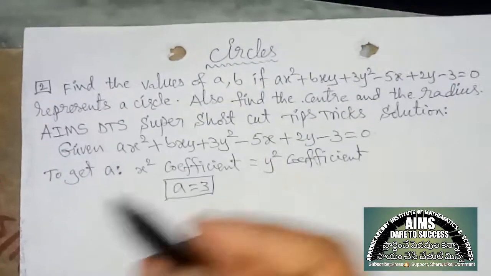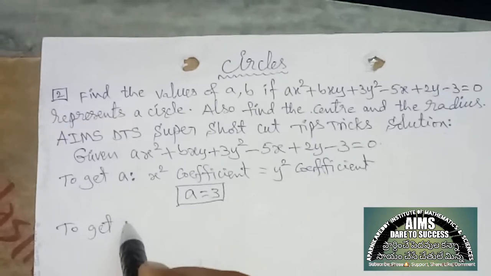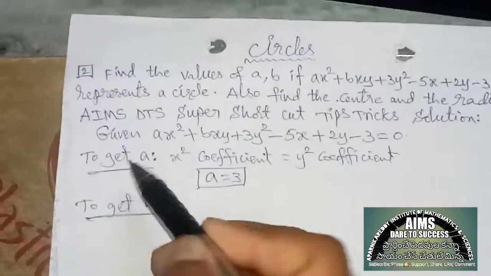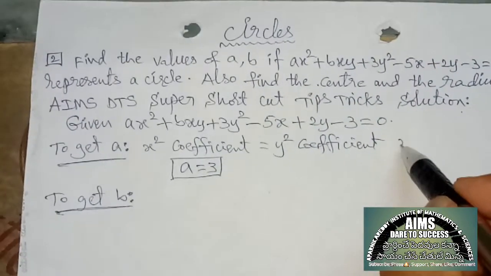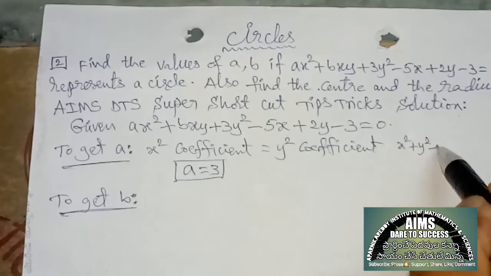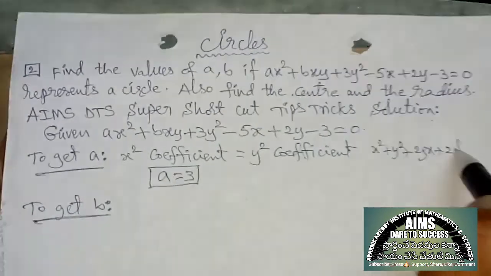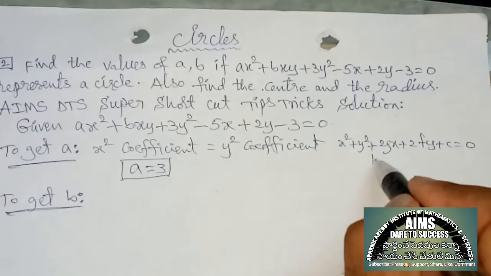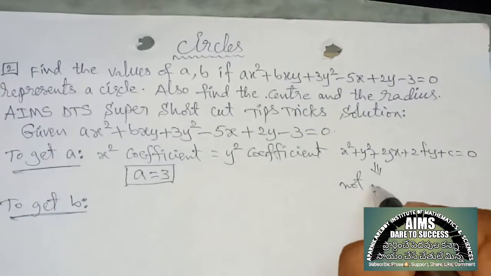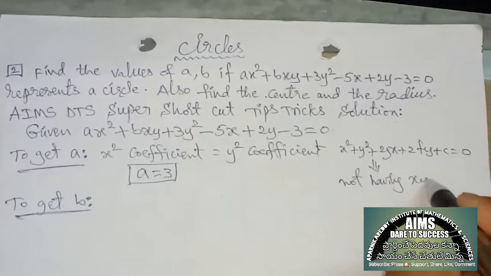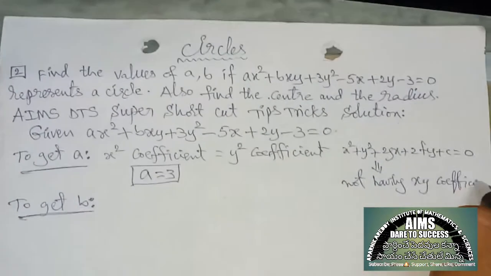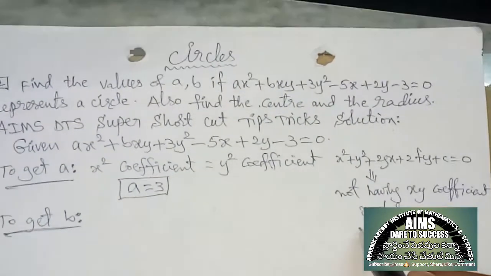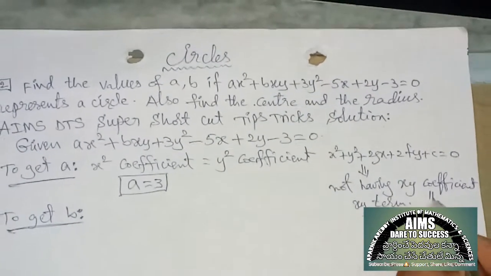We got a value, and next to get b value. In the standard equation of the circle we have x square plus y square plus 2gx plus 2fy plus c is equal to 0 only. We are not having an xy coefficient or xy term. So the xy term means that value is 0, the xy coefficient is 0.